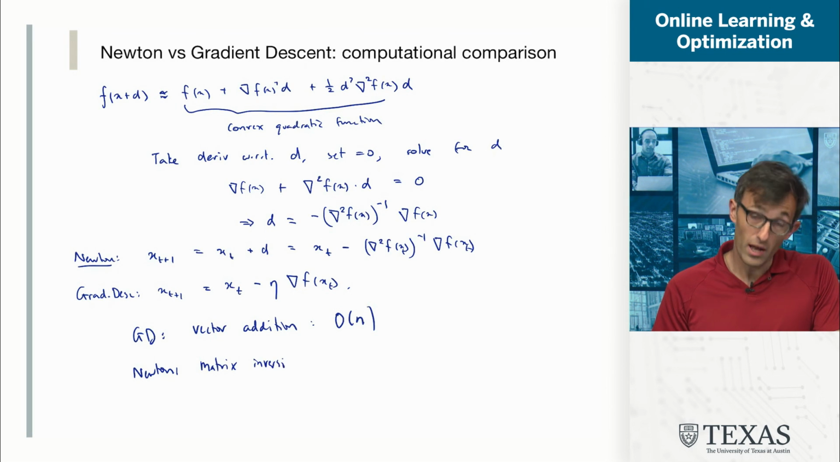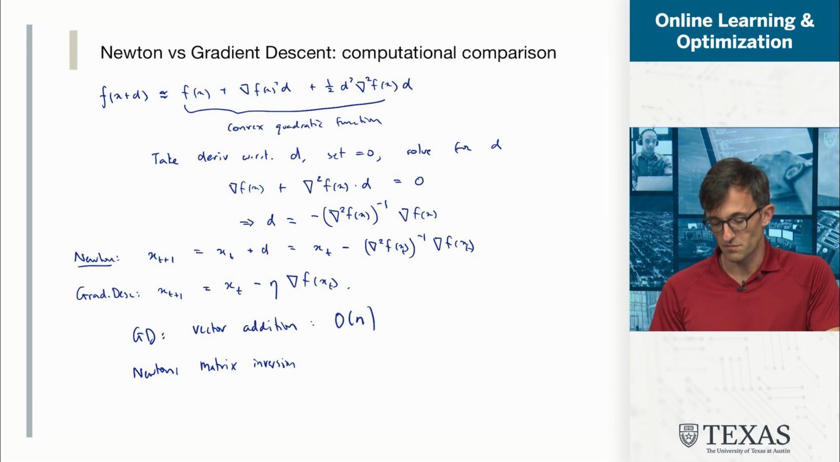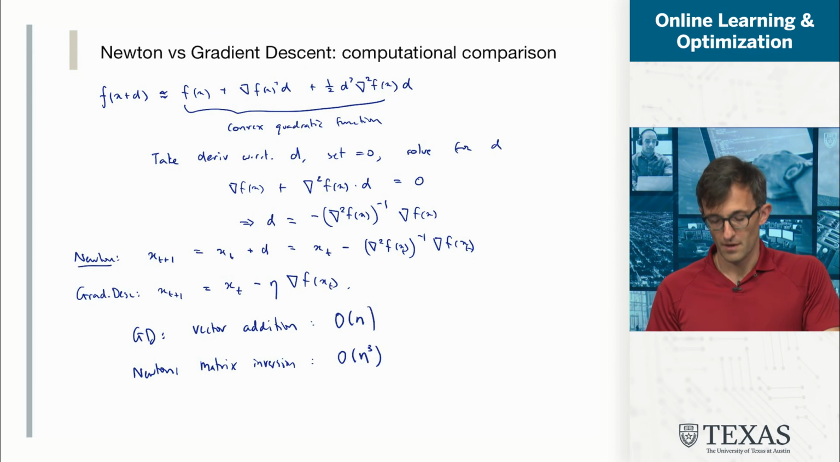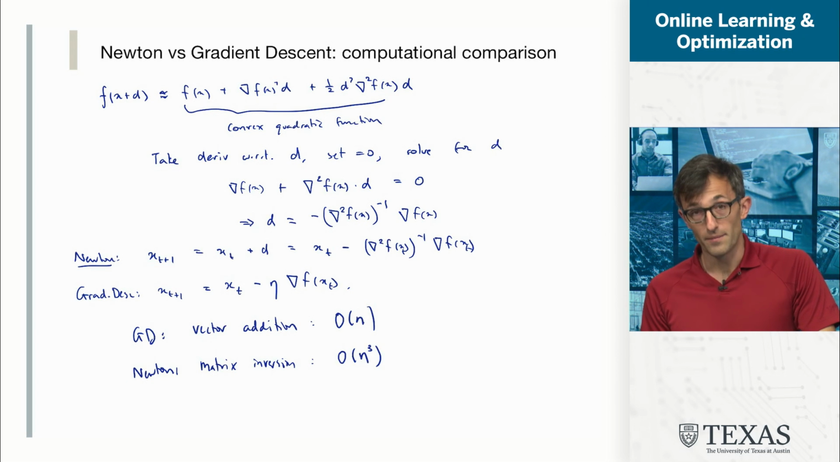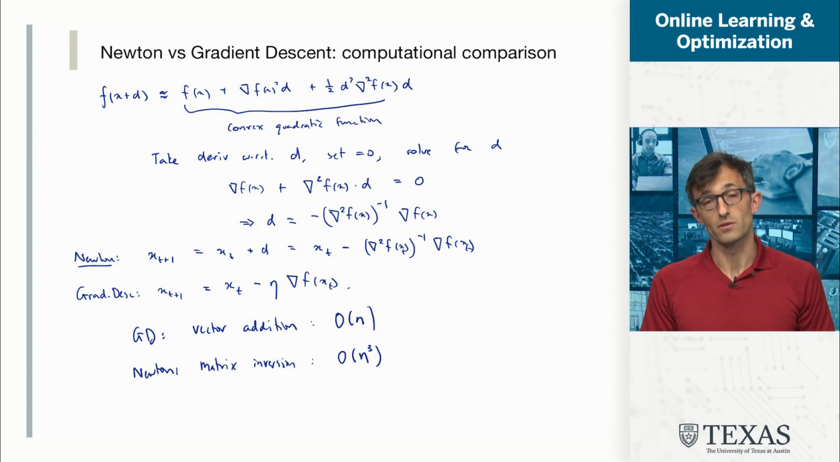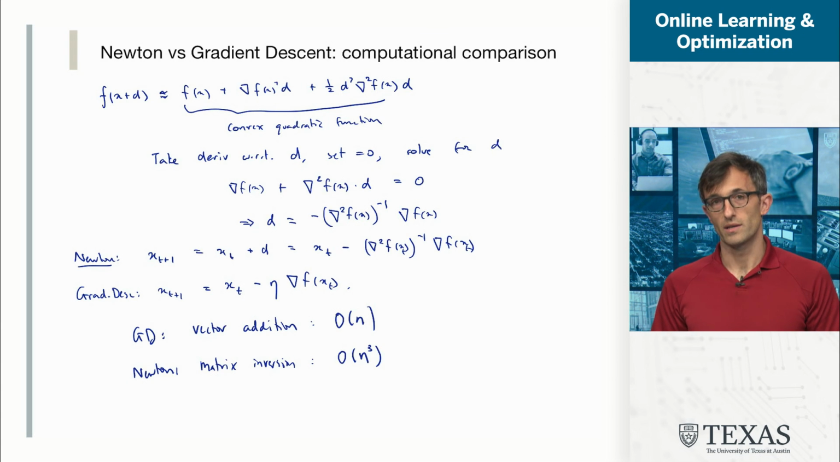Now, there are faster algorithms for matrix multiplication and matrix inversion, but I'm just going to give a naive algorithm that would take about order n cubed time. Order n cubed for any medium to large size problem is really astronomically larger than order n. So this gives us our answer of why we would ever use gradient descent. Shouldn't we just always use Newton if it's so much faster?